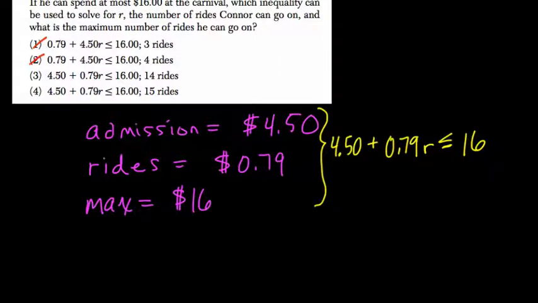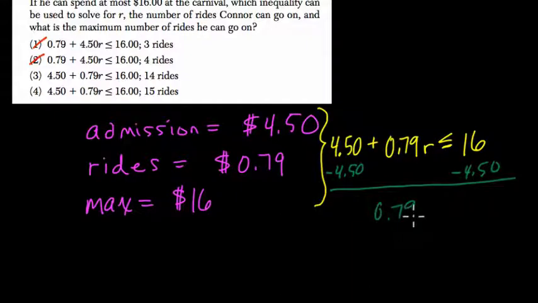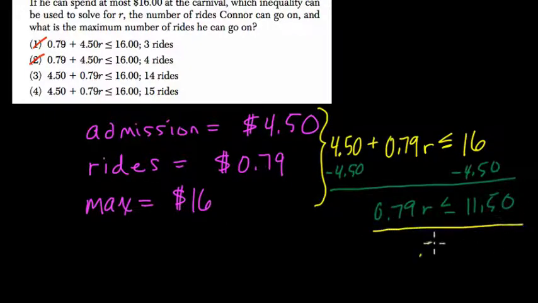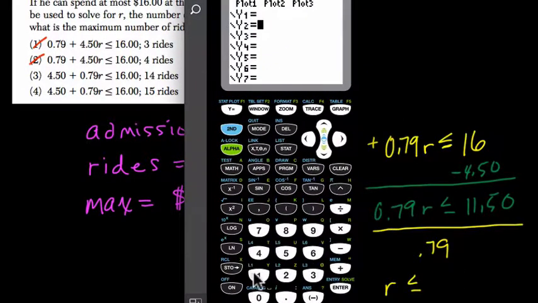Now we want to figure out the number of rides that he can go on, so we solve for R. I'm going to take $4.50 from both sides, and that means we have 0.79R is less than or equal to 16 minus $4.50, which is $11.50. And then to solve for R, we divide both sides by 0.79. So R is less than or equal to 11.50 divided by 0.79.